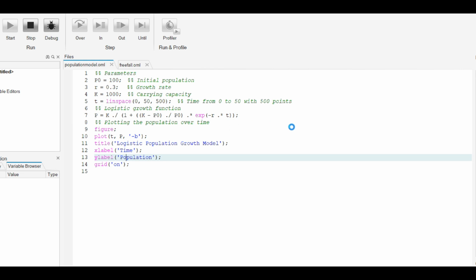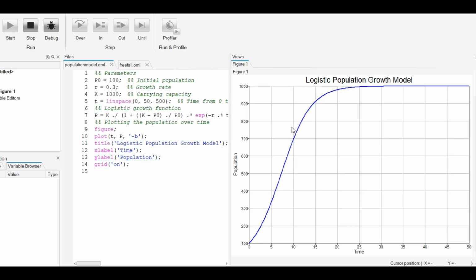Next, the script uses the logistic growth formula. P(t) equals K divided by 1 plus the fraction (K minus P0) over P0, multiplied by e to the power of negative r times t. Here, P(t) is the population size at any given time.